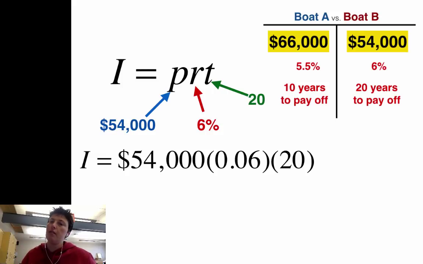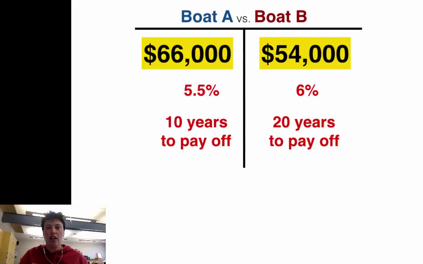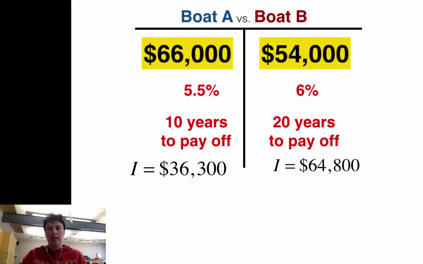Again, put this in your calculator, double check my math, because like I said, I make typos on these sometimes. I need you guys to tell me if I do. So what is $54,000 times 0.06 times 20? I'm getting a big number. I'm getting $64,800. You're going to be paying the bank more in interest than you paid originally for the boat itself. $64,800. So going back to my T-chart now, I'm going to add in my interest. So for boat A, we found out it was $36,300, and for boat B, it was $64,800.